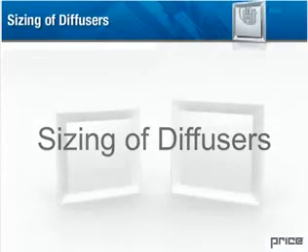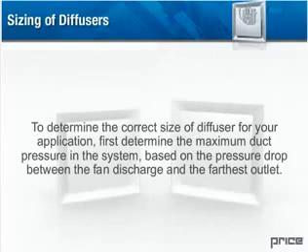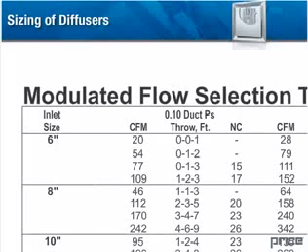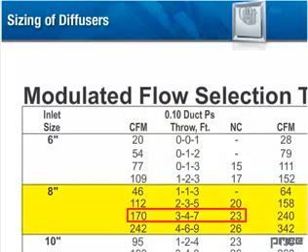Sizing of diffusers. To determine the correct size of diffuser for your application, first determine the maximum duct pressure in the system based on the pressure drop between the fan discharge and the farthest outlet. Using the modulated flow selection table for the appropriate VAV diffuser, find the design duct pressure that best matches the conditions. Select the inlet size that meets the specified sound criteria at the maximum design air volume. Check the throw values under these conditions to ensure they match the space requirements.